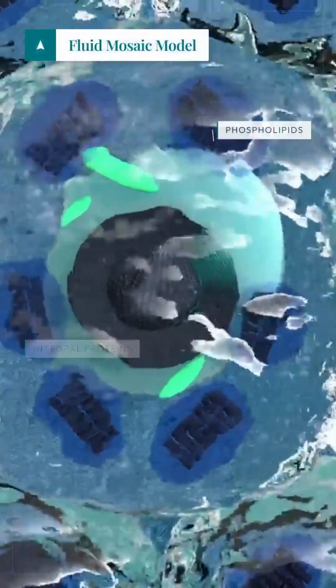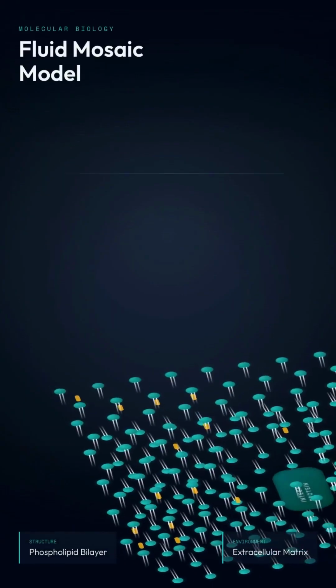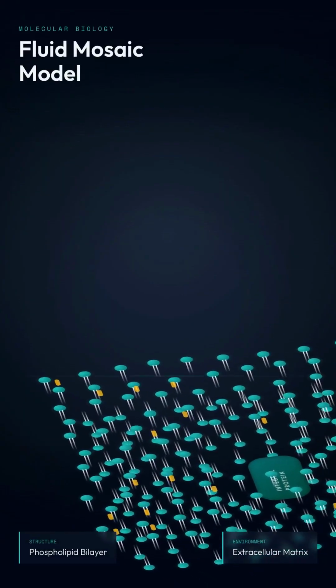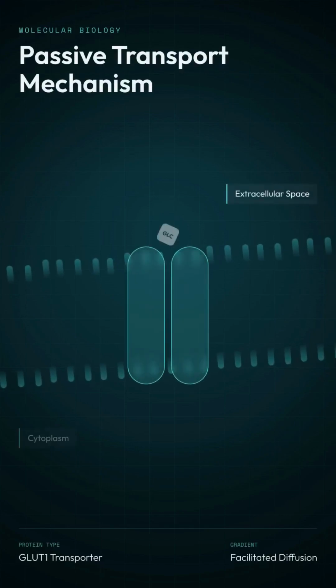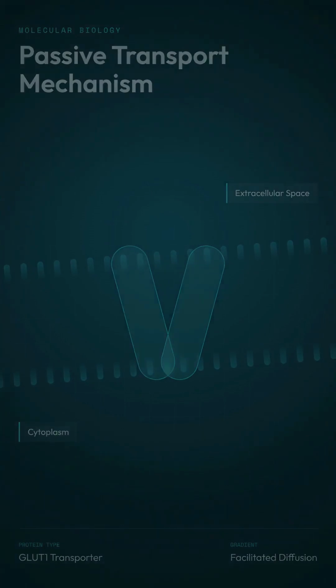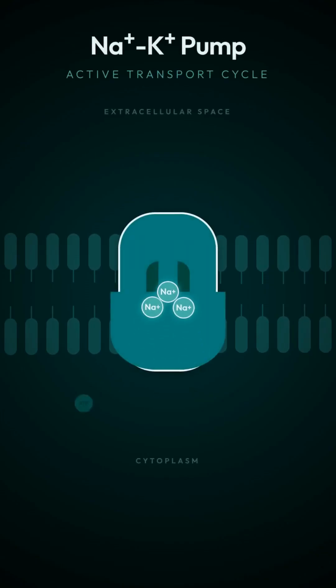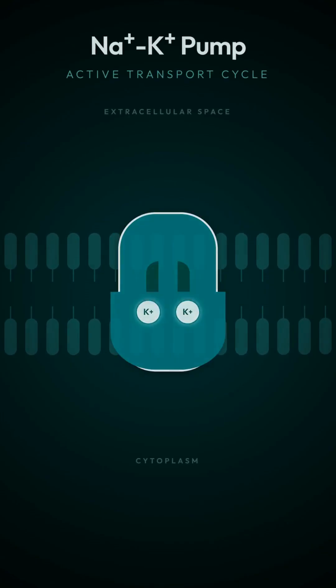It all starts at the plasma membrane, the selective barrier that defines the cell's boundary. This bilayer is a fluid mosaic composed of phospholipids, proteins, and cholesterol. Membrane proteins facilitate the passive movement of molecules like glucose across the barrier. Active transport uses cellular energy, or ATP, to pump ions against their gradient.